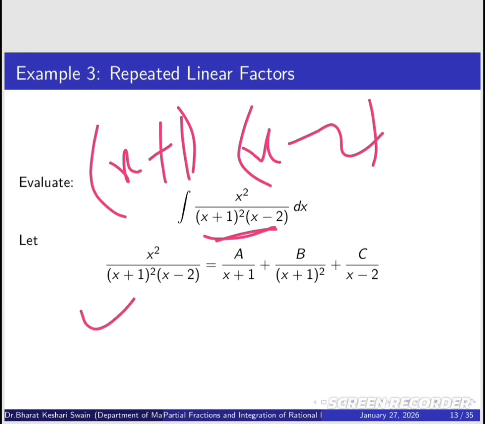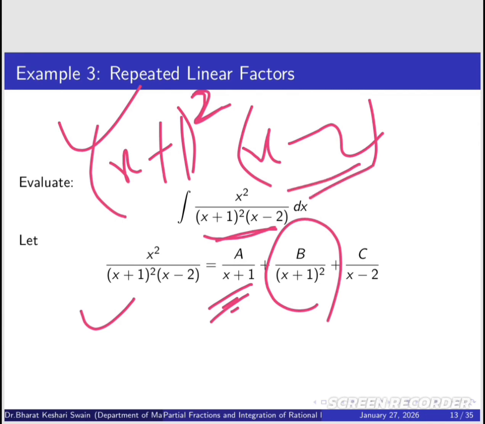And that will be equal to a by x plus 1, because it is repeated. We have to go up to second degree, because the degree of (x plus 1) is 2. So a constant a by x plus 1 plus a constant b by (x plus 1) whole square. These two terms are for the factor x plus 1. And x minus 2 is not repeated, therefore some constant c divided by x minus 2 only. Clear? This is the decomposition.